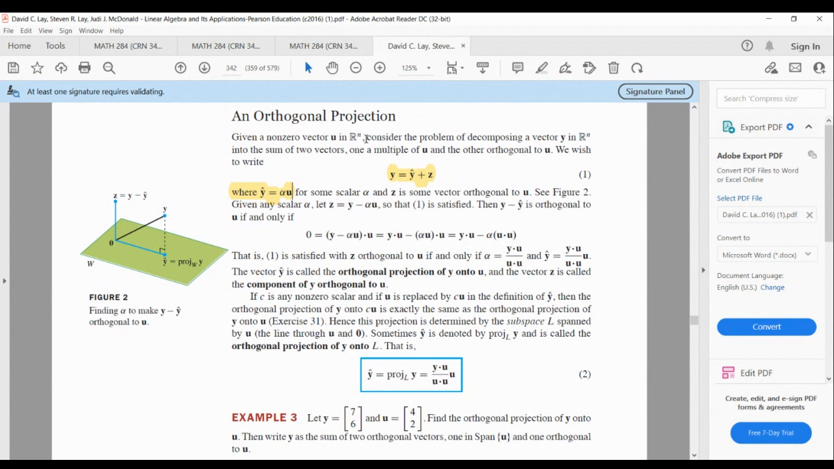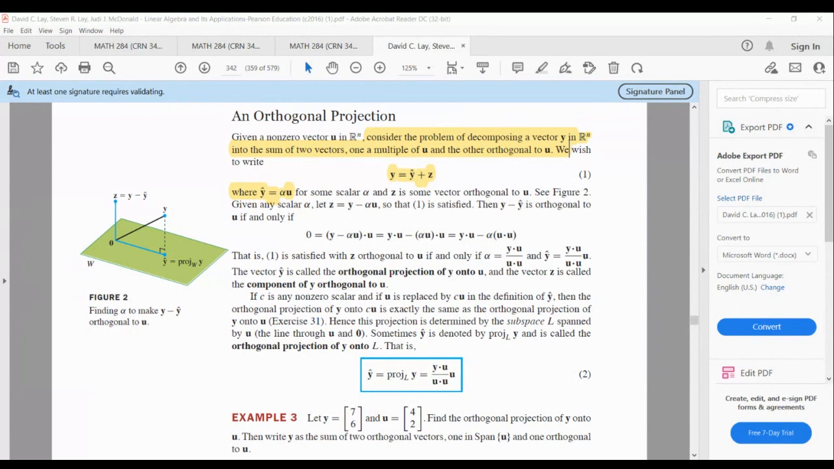So, in this problem, what we're doing is we're decomposing a vector Y as the sum of two vectors. One vector is a multiple of a vector U, and another vector will be orthogonal to U. And so the vector Y is equal to Y hat, which is a multiple of, say, a vector U, that is in the subspace W.